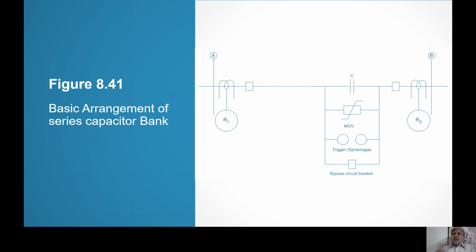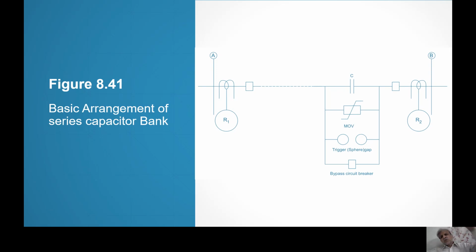But when the current is passing through the MOV, energy is being generated, rather discharged. If this energy is too large, if the fault current is too large, then the MOV also can be damaged. So the MOV also is required to be protected, and therefore a trigger or a sphere gap is kept so that it will trigger and protect the capacitor and MOV.